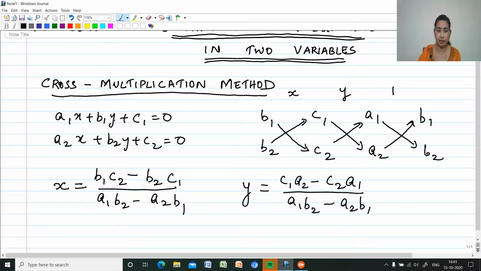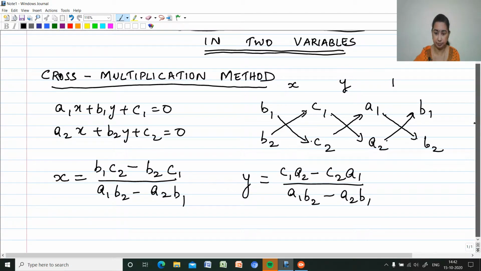We have to start with the coefficient of y, that is b1, b2, then the constant term, then the coefficient of x, then again the coefficient of y. Then we cross multiply and subtract. So x can be written as b1 c2 minus b2 c1 divided by a1 b2 minus a2 b1. In the same way, y is equal to c1 a2 minus c2 a1 by a1 b2 minus a2 b1. So this is x and this is y using the cross multiplication method. We will move on to the questions.